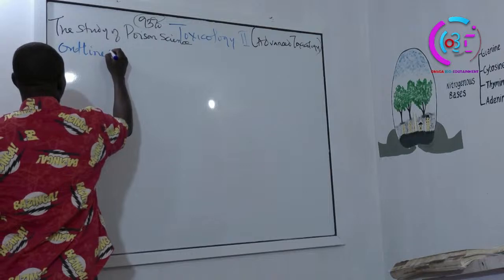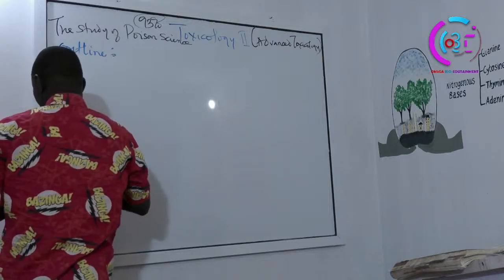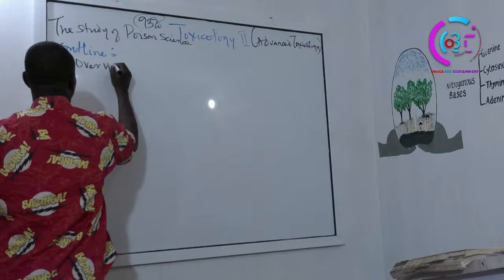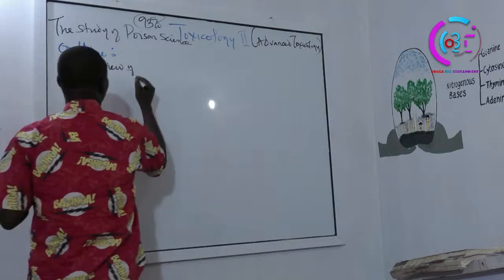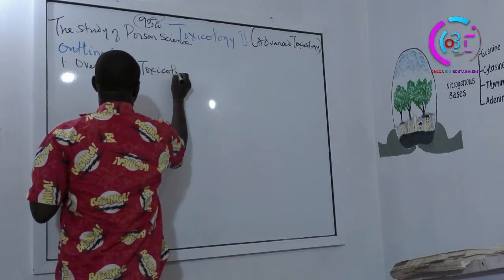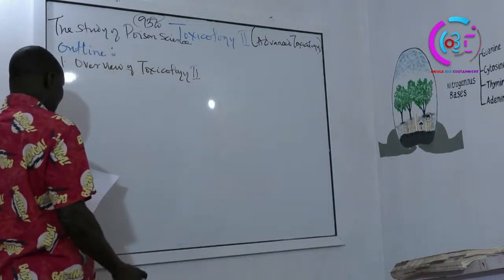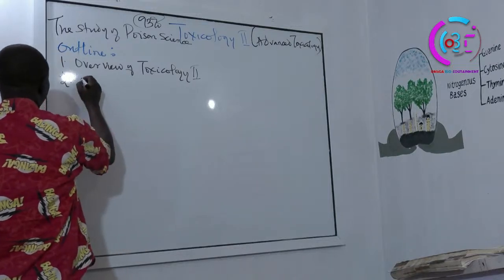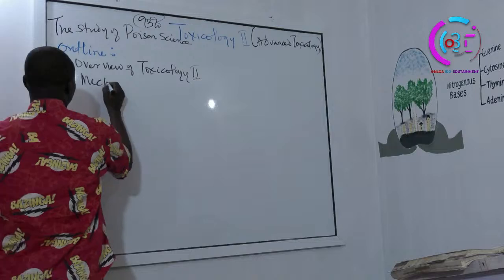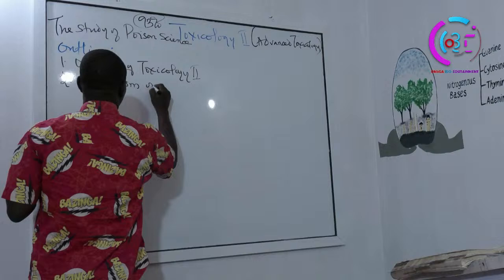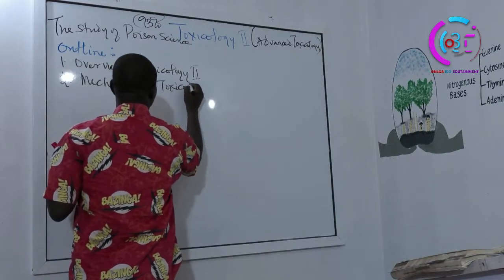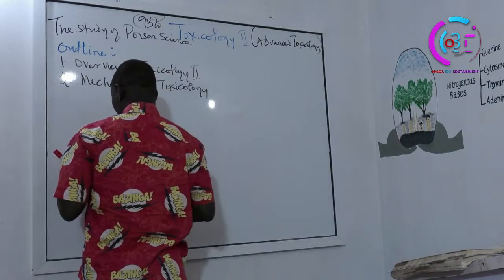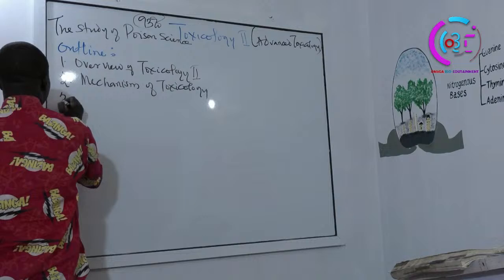The outline for this Toxicology 2 is going to involve: number one, we are going to look at the overview of advanced toxicology, or what is known as Toxicology 2. It's the same thing. We are going to look at the overview. After that, we are going to examine the mechanism of toxicology.